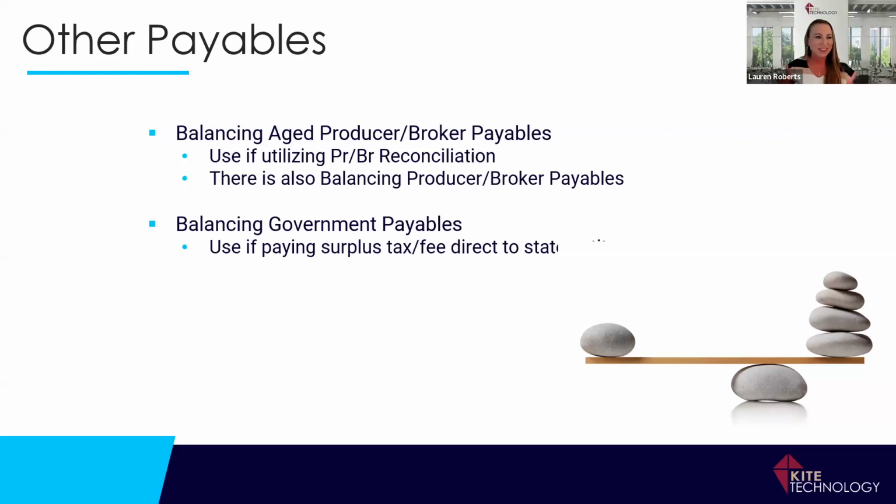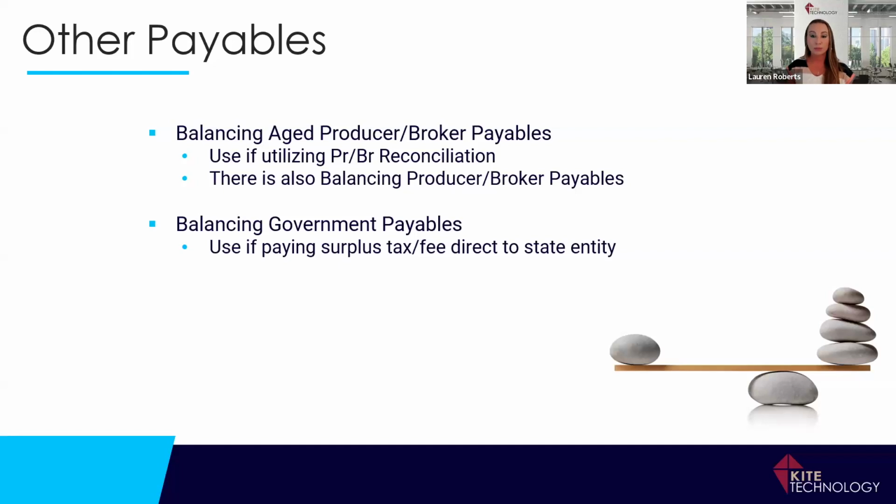Great question there. All right, so onto our other payables. There are some other payable type reports that you can use for balancing. You also have the balancing aged producer broker payables report. Now, this report is only helpful to you if you are utilizing the producer broker reconciliation. So you have to have that selected in your accounting configuration and at the producer or broker employee level, to be able to pull items into a reconciliation to pay that producer. That works just like a premium payable, which everybody knows how to do. It's just for producer payables.